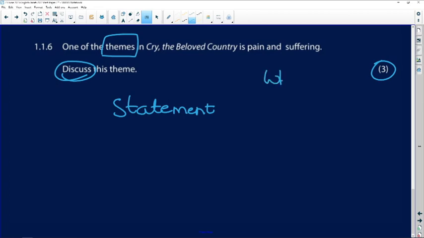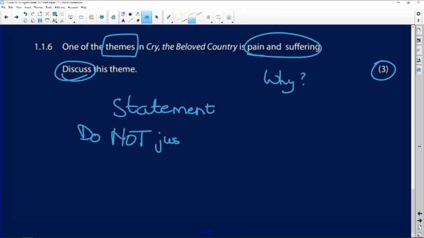Start by saying to yourself, why is that theme identified? Whatever it is happens often enough in the story to become a theme. So there's enough pain and suffering in Cry the Beloved Country for the examiner to say, you know what, that's a theme of this novel. How do you tackle this question? First of all, what do you not do? Do not just tell the story. You cannot just say, this person has pain, that person suffers.